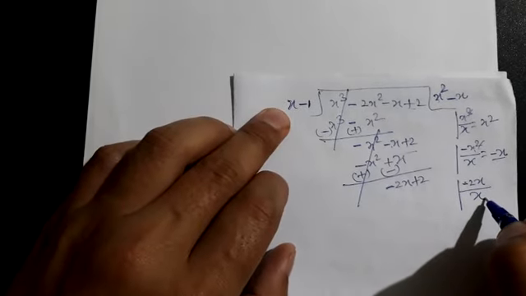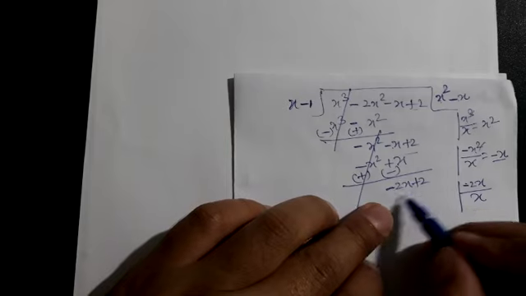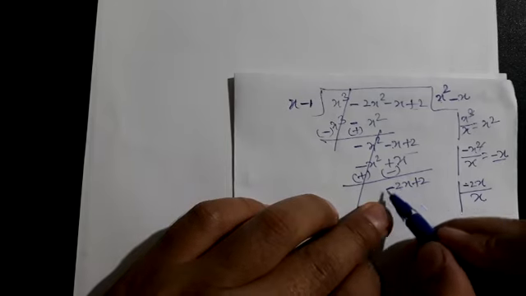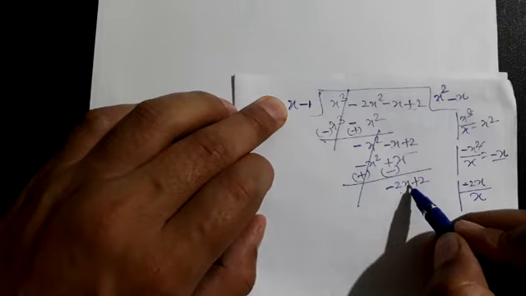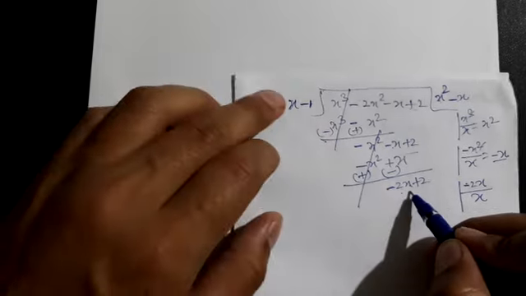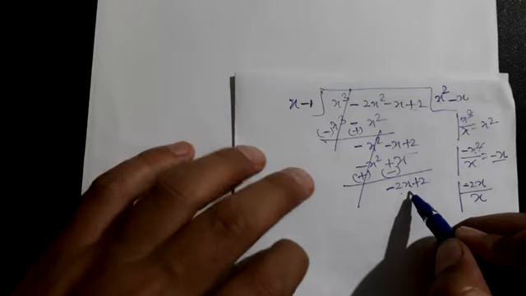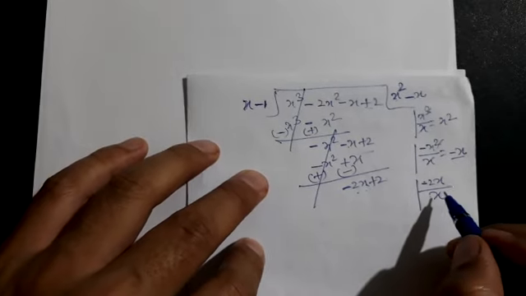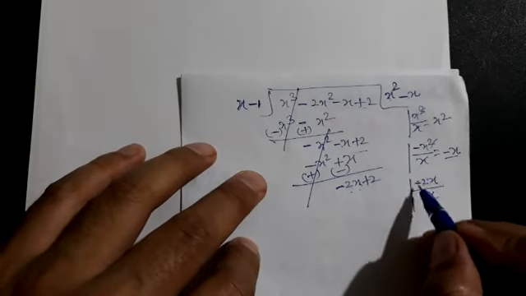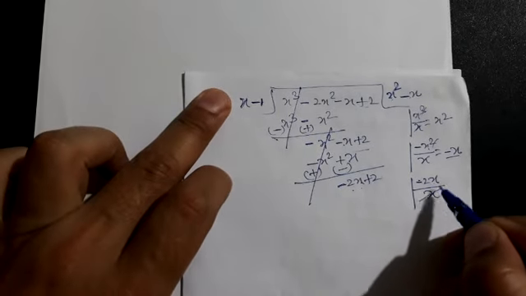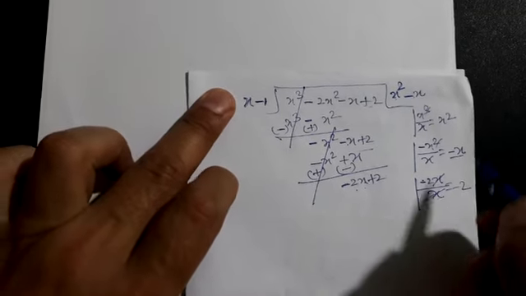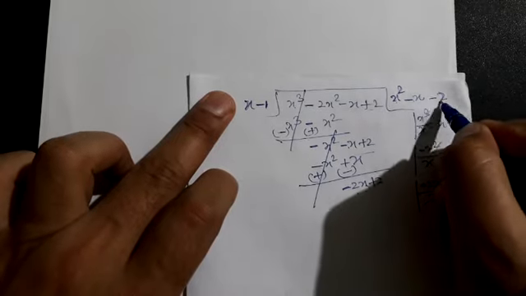Why are we performing this? You see, the power of the variable here is 1, and the power of the variable in our divisor is again 1. So the remainder and divisor both have the same power, and we can divide. We divide this minus 2x, the first term of our remainder, by the first term of our divisor. x and x cancel, leaving minus 2. This minus 2 is the third term of our quotient.